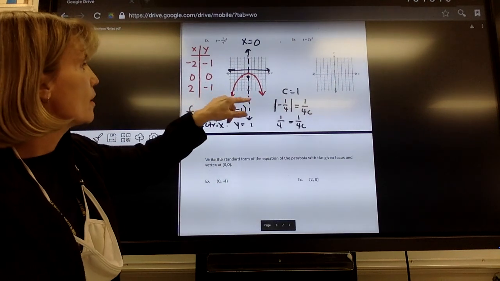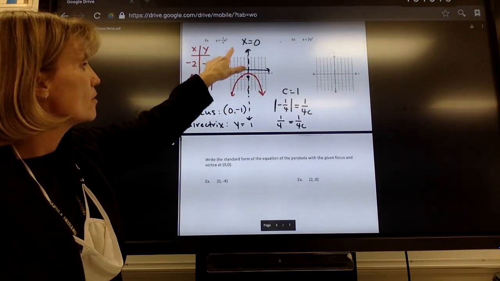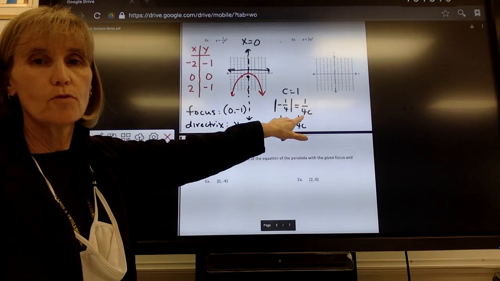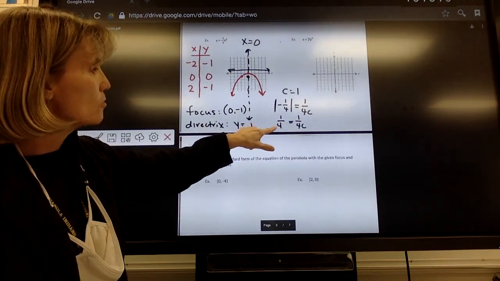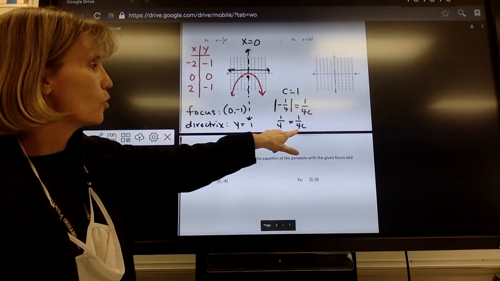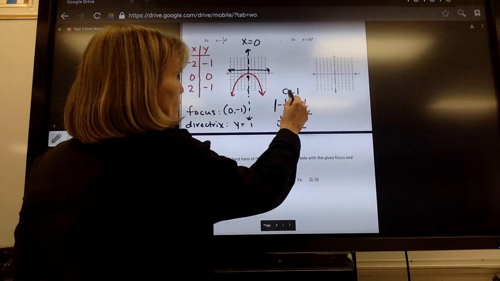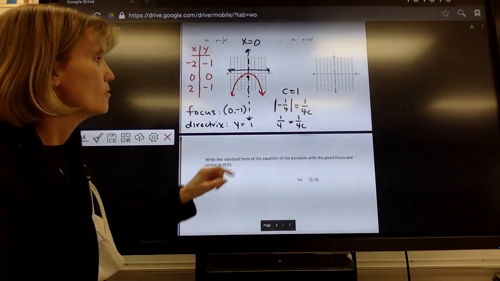And I went to find my focal length. Since the a value is negative 1/4, the absolute value of that a value is equal to 1 over 4c. The absolute value is always positive, so 1/4 equals 1 over 4c. So my c value must be equal to 1. Okay, so that's my focal length.